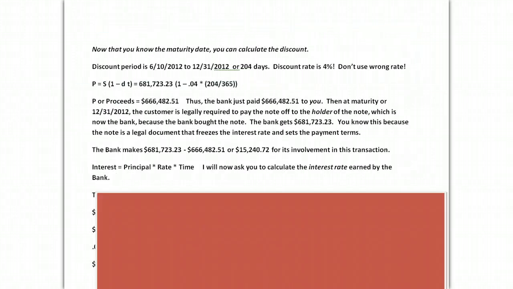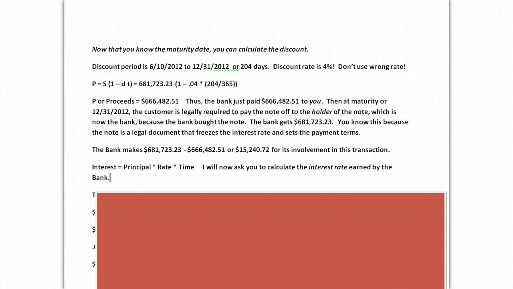Okay, let's step through this little extra bit that I'm going to give you. We know that the bank made $15,240.72. It essentially gave you $666,482.51 on June 10th, and then it got repaid $681,723.23 on the end of the year. So I can ask you in the test, what was the interest rate earned by the bank?